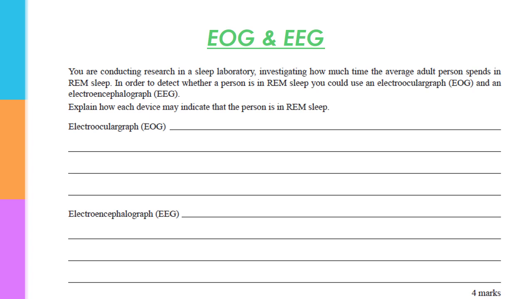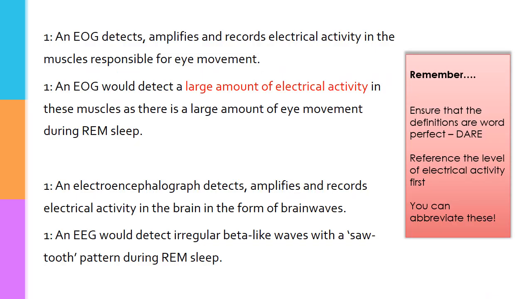So you've got one for a definition and one for indicating what would happen if that person was in REM sleep. As I've said, one for the definition, okay? So make sure you're using DARE. And then when we're talking about how it would detect you're in REM, make sure that you're first talking about the amount of electrical activity.